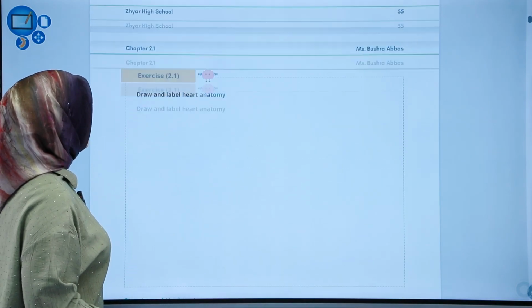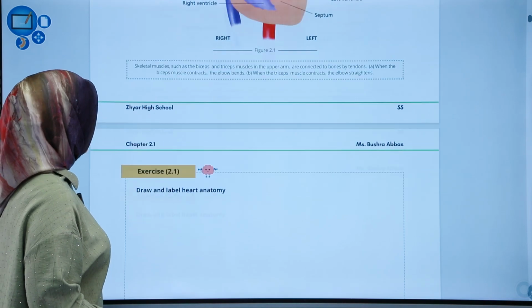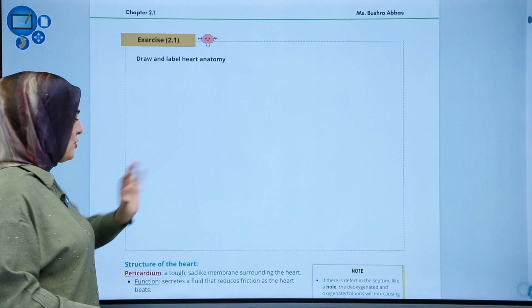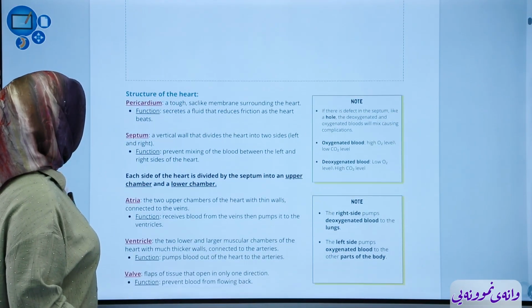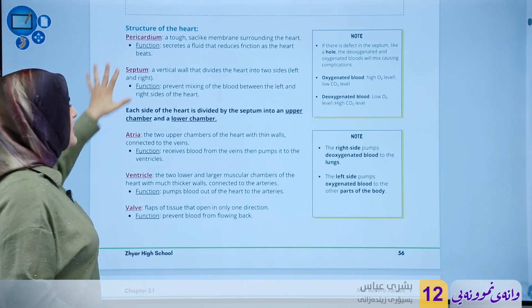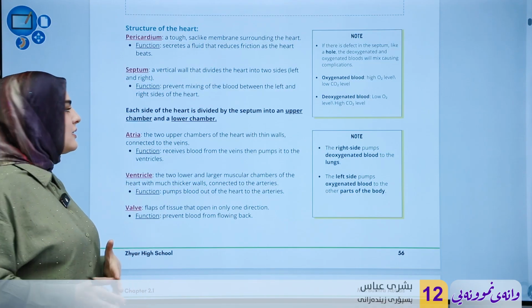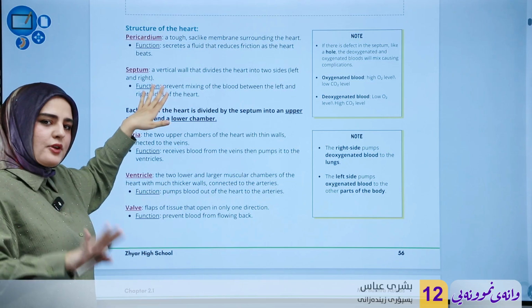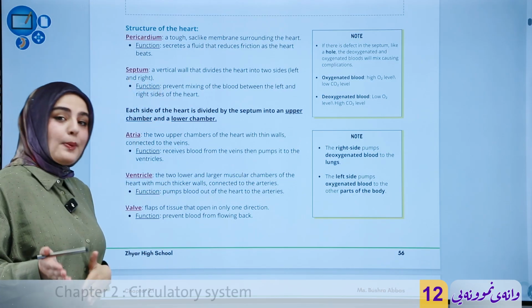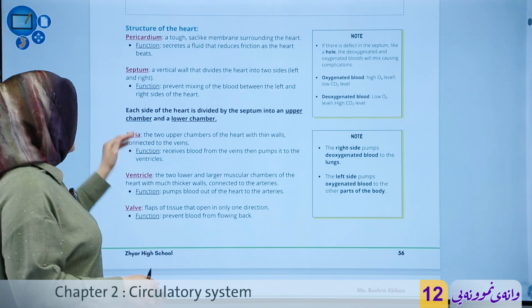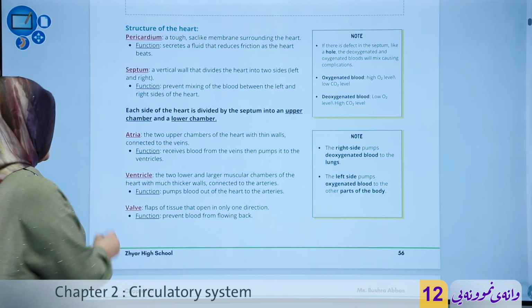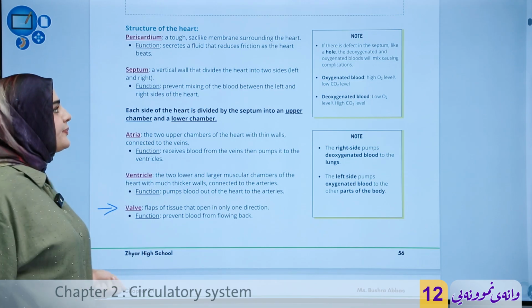This is right after the first page of the anatomy, and then I have a whole space for you to draw your own drawing like I did. And then there are the definitions of every part that we studied, like the pericardium, which is a membrane reducing the friction, the septum that separates the heart into two sides, and of course atria, ventricle, the chambers. Valves is today's lesson. We're gonna start here.